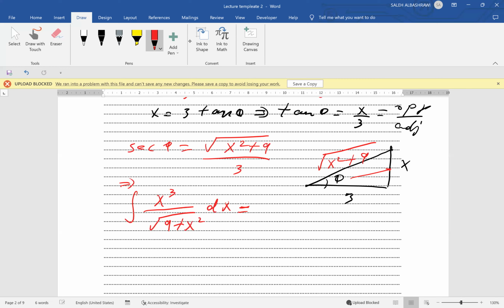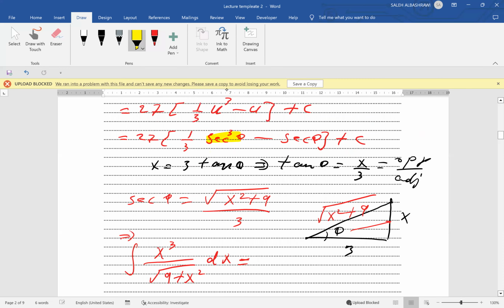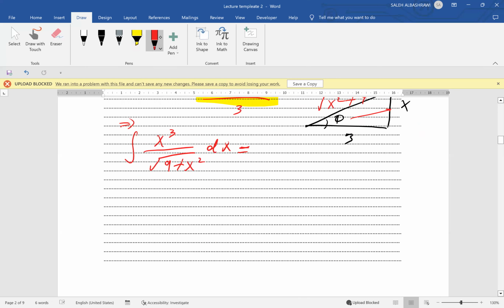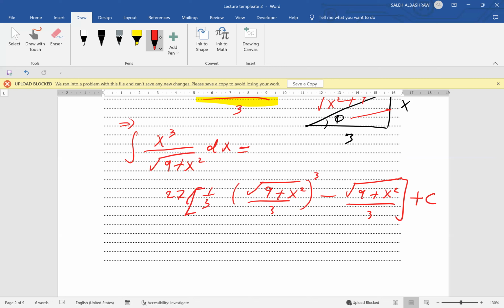It is equal to, I need to replace secant theta by square root of x squared plus 9 divided by 3. So the final answer now will be written as 27 multiplied by 1/3 secant cube, which is equal to square root of 9 plus x squared divided by 3 to power 3, minus secant theta, that will be square root of 9 plus x squared divided by 3, plus the constant c. So this is the integration for this function.